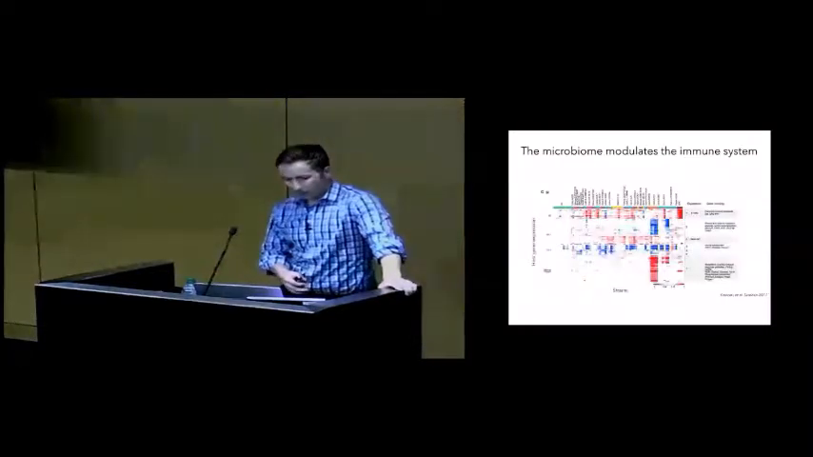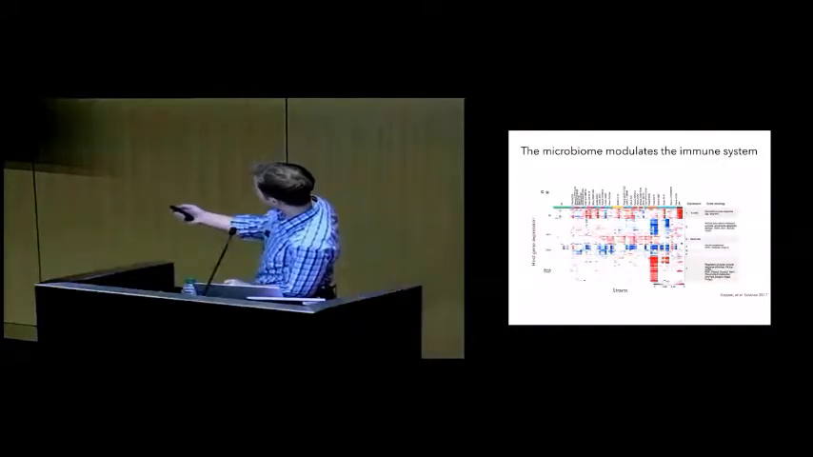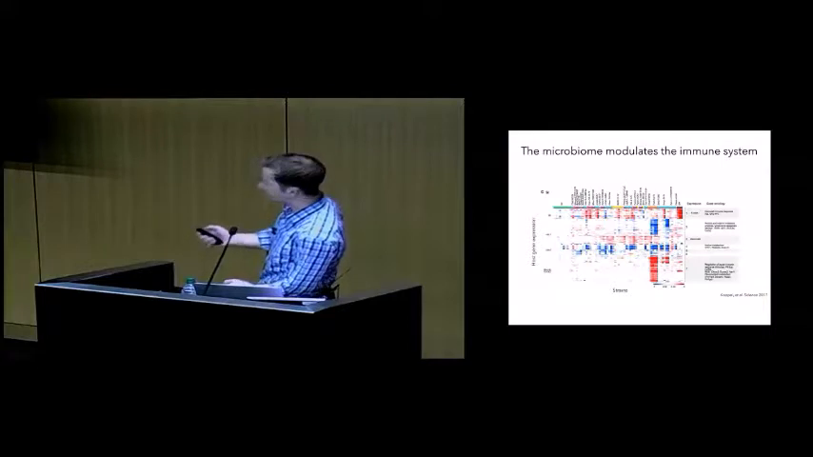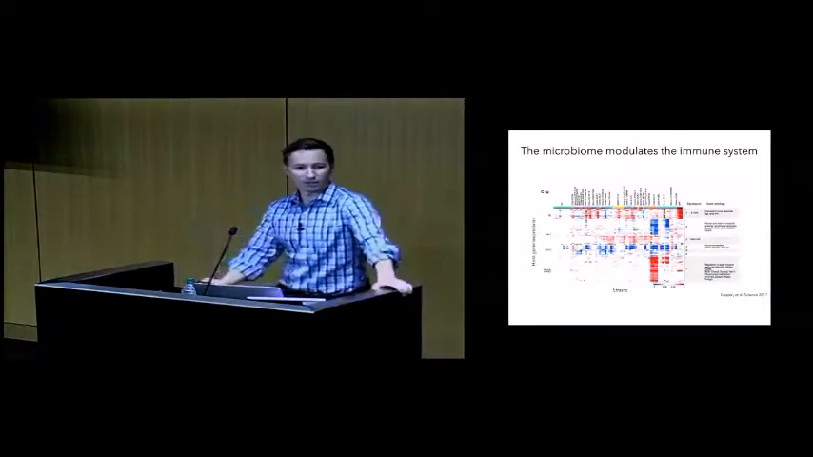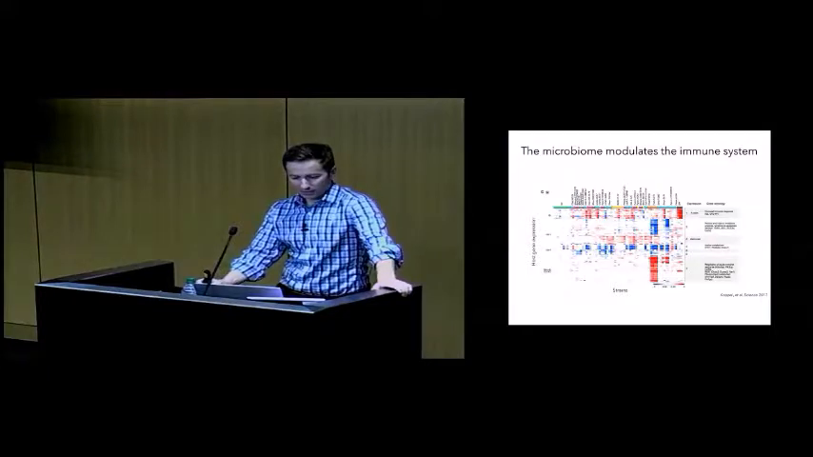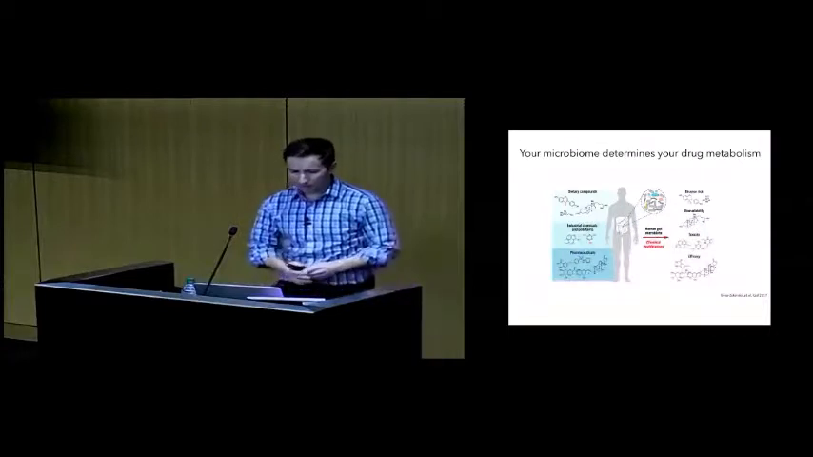The microbiome modulates the immune system. This is a figure showing in each column a different strain of microbe, and each row a different type of cell in a mouse. And you can see that the different microbes are inducing different gene expression patterns in these cells. So, there can be very specific effects depending on which microbe it is and which host cells are being exposed to it. And the microbiome determines drug metabolism.